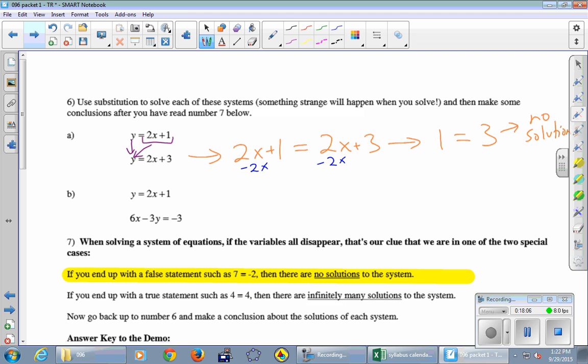Okay, let's try part B. Y equals 2x plus 1, 6x minus 3y equals negative 3. Again, we're going to do substitution. We're going to solve one equation for one letter.